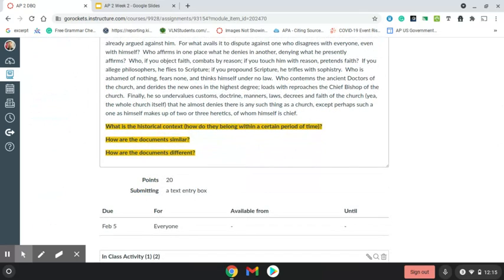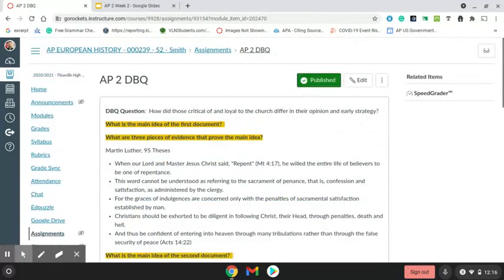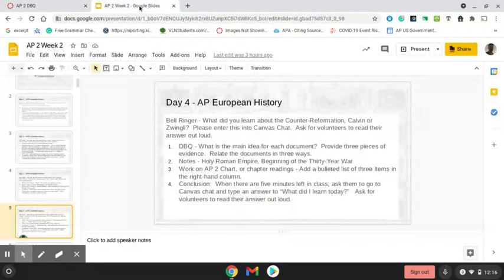What is the historical context? How are the documents similar and how are the documents different? So you would just click submit and a text box will open up and you will complete that. And after 25 minutes have gone by, we'll go ahead and go over the notes for today.